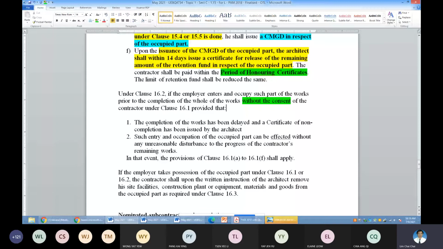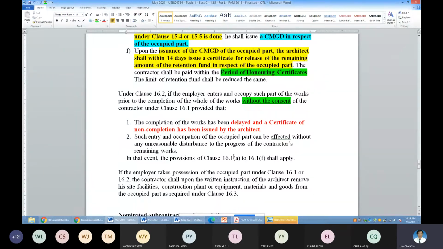Why? Because the project is already delayed, and the CNC already issued. When the project is delayed and CNC issued, that means the original contractual duration or the extended duration has expired. Okay, so this is how, without consent, a part of the site or the project is taken over, because the project is already delayed by the contractor and the CNC already issued.